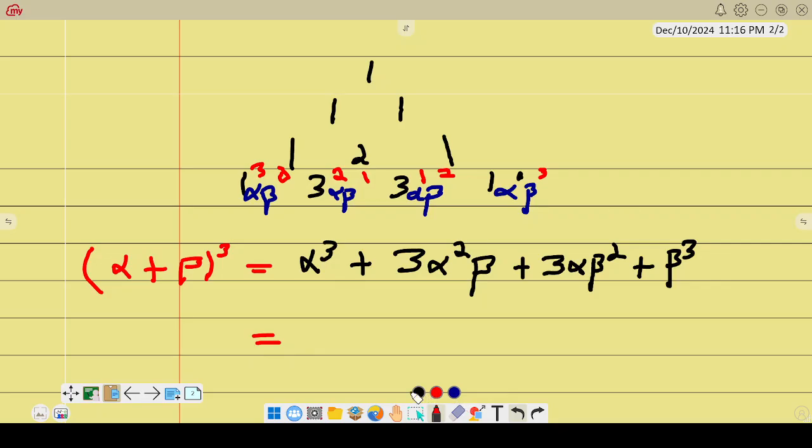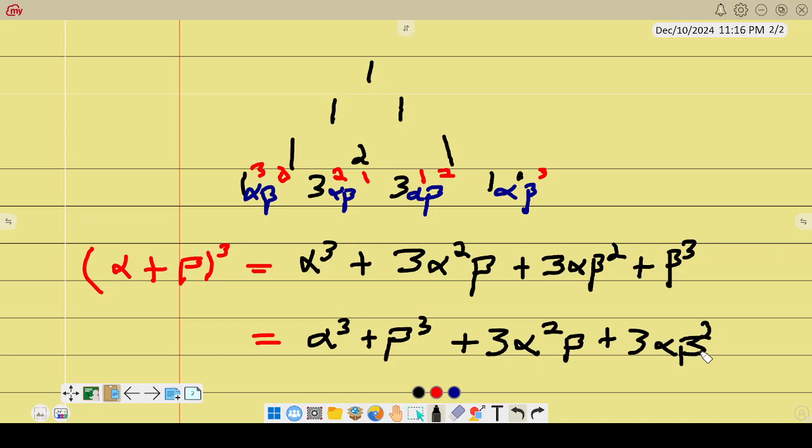So we're going to have alpha cubed, beta cubed, plus alpha squared beta here, plus 3 alpha beta squared. Okay, so the main goal is to make this the subject.